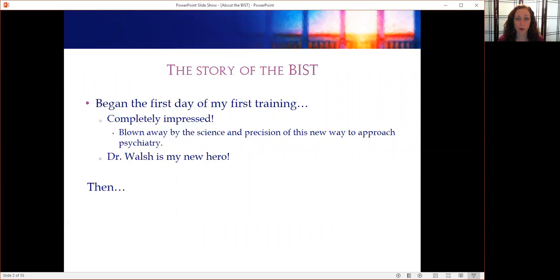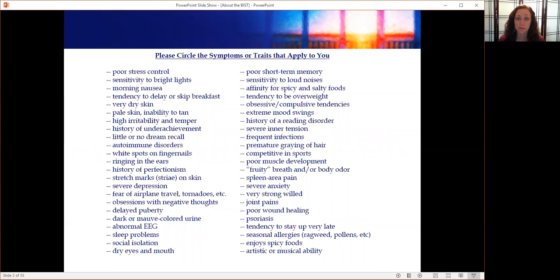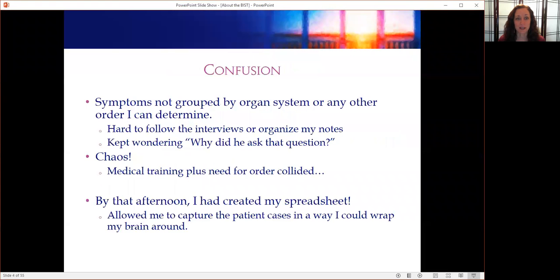So then we got to the part where we talked about the symptom traits, and there's these really nice complete lists that include all of the really important symptoms for the various diagnoses that we generally tend to screen for. And I found this really complicated, honestly. The symptoms weren't grouped by organ system or any other order that I could figure out, and it made it hard for me to follow the patient interviews or to organize my notes, and I was already confused because this is way outside my training. And I just kept wondering to myself, why did he ask that question? And so really, it was just chaos.